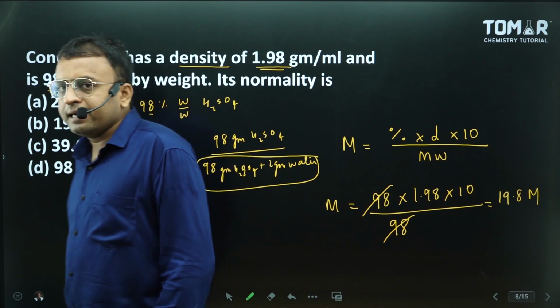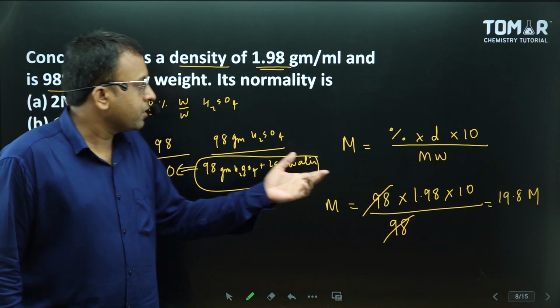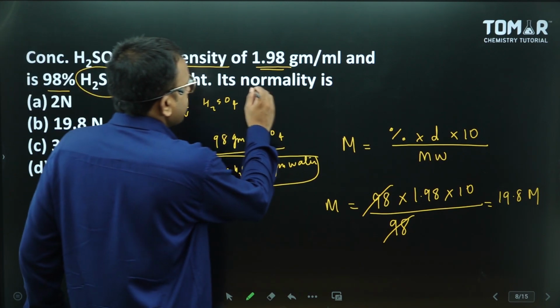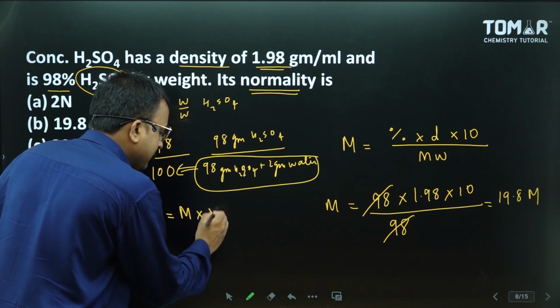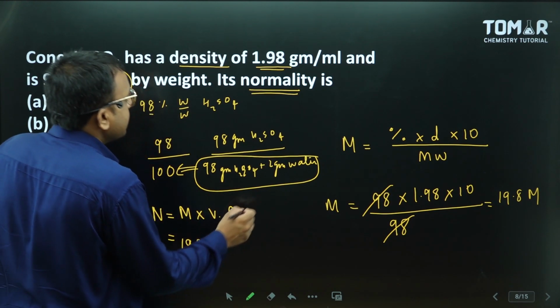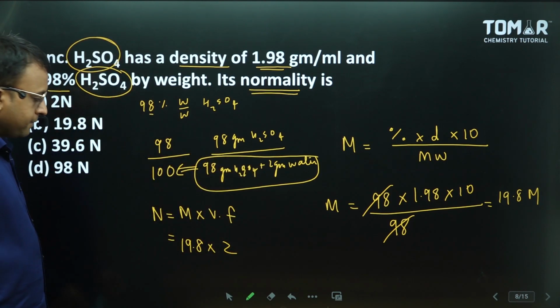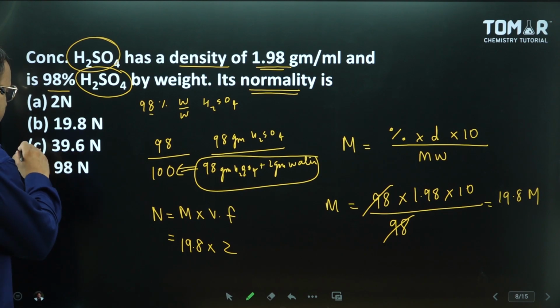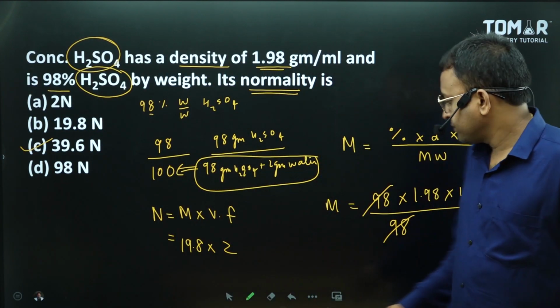But 19.8 molar is not the answer, because we have to find normality here, and normality is molarity into valency factor. Here molarity is 19.8 and valency factor of H2SO4 is 2. That is equal to 39.6 normal.